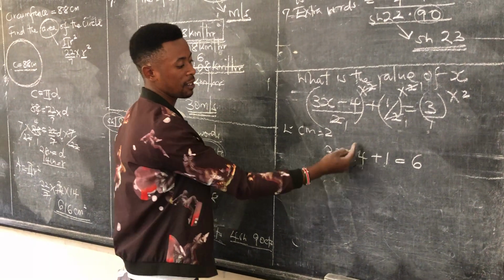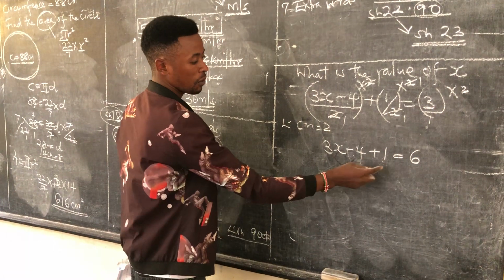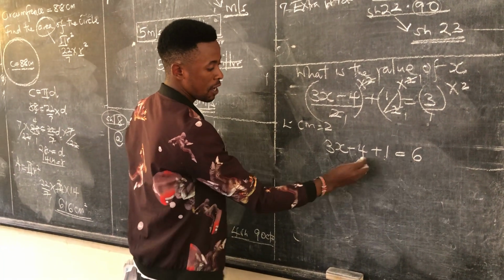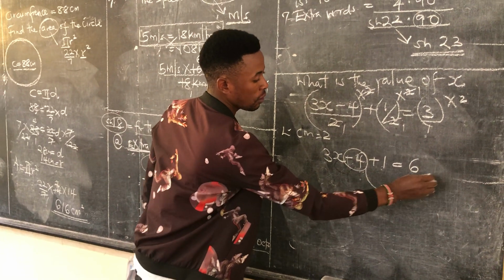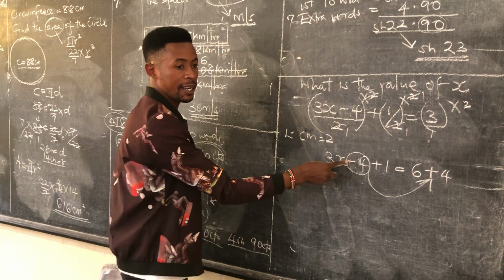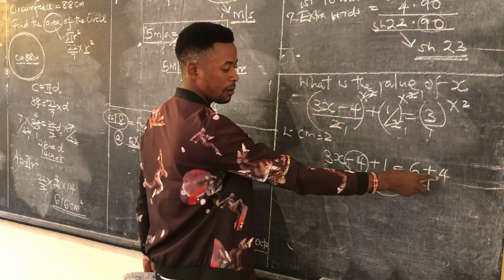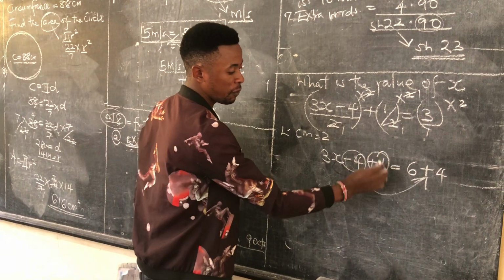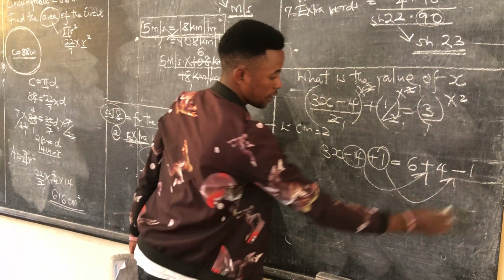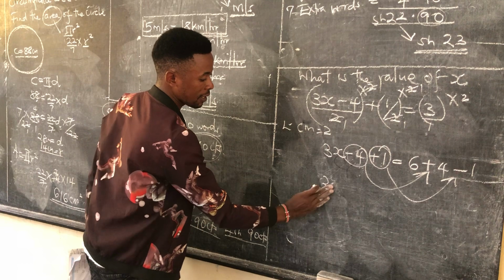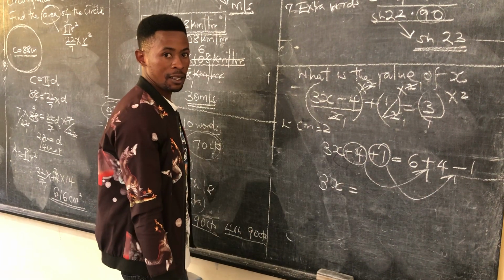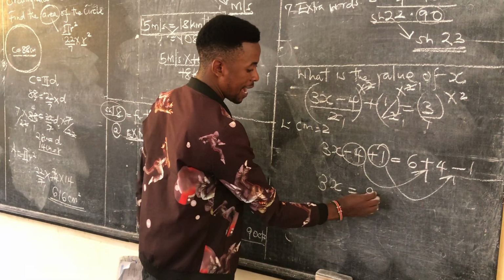Or you can shift them to the other side, where there is the same term. So negative 4 to the other side will be plus 4. We say that when a negative sign crosses the equal sign, it becomes positive. Then positive 1 to the other side, it will be minus 1. So now we can work out 3x on this side is equals to 6 plus 4, that is 10. 10 minus 1, that is 9.